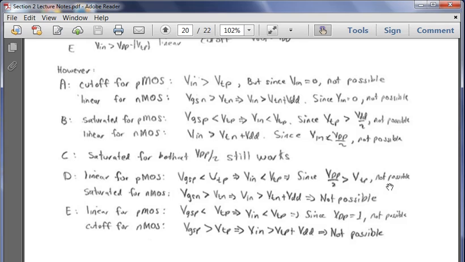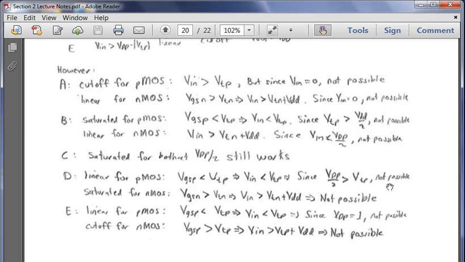Again, for NMOS, we would want it to be saturated if the engineer's proposal was correct. But to get saturation, we need gate source of N to be greater than the threshold voltage. Therefore, we would want the input voltage to be greater than VTN plus VDD. But that's not possible. It's the NMOS threshold plus supply voltage. And finally, we want linear PMOS. The gate source voltage for PMOS would have to be less than the threshold voltage. Therefore, VN would have to be less than the threshold voltage. However, in E, we want VN to be equal to VDD to be equal to 1. Therefore, that's just not happening.